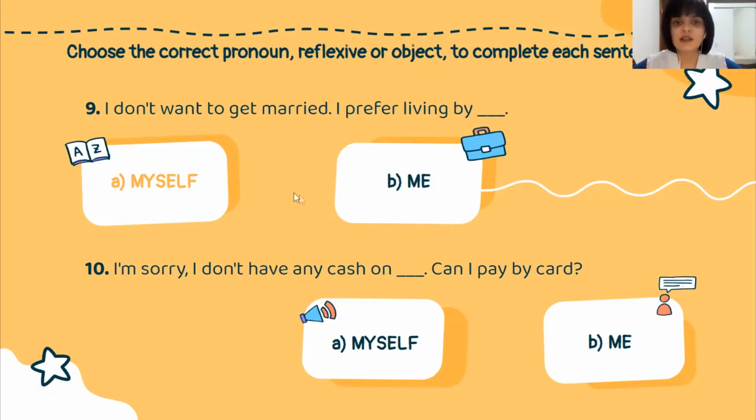Então a pessoa, ela tá sozinha, ela tá fazendo uma coisa sozinha. Então ela diz, eu não quero me casar, eu prefiro viver sozinha. I don't want to get married. I prefer living by myself.